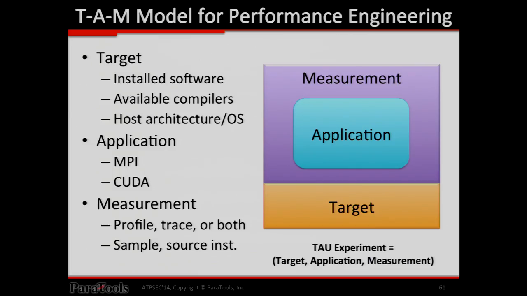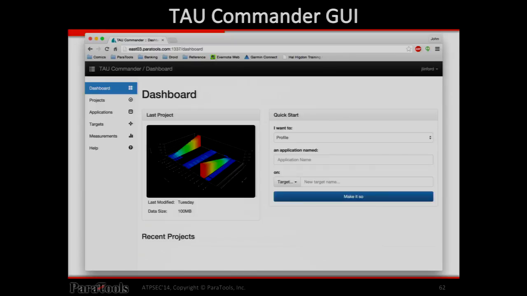This is based on a thing we're calling the Target Application Measurement Model for Performance Engineering. Essentially, all workflows within performance engineering can be expressed within these 3 objects. A composition of these 3 objects makes up a Tau project. And every time you run your application using this triple of objects, we get a new experiment.